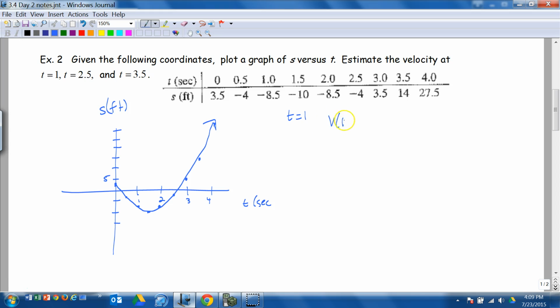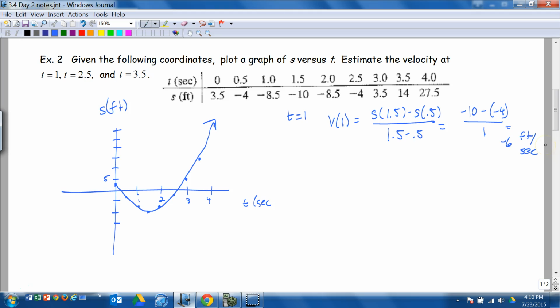our velocity is going to be equal to the change in position over change in time. So that means that I want the position at 1.5 minus the position at 0.5 all over 1.5 minus 0.5. So the position at 1.5 is -10, minus at 0.5 it's -4, all over 1.5 minus 0.5 is 1. So you get -10 plus 4 is -6 feet per second.